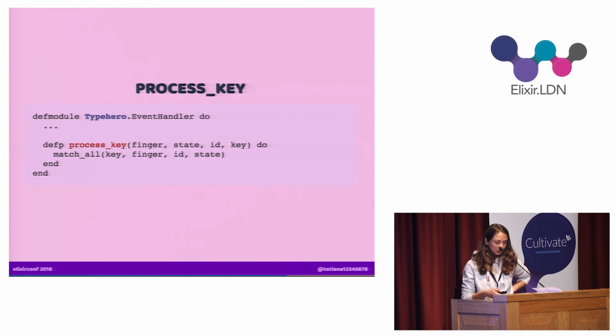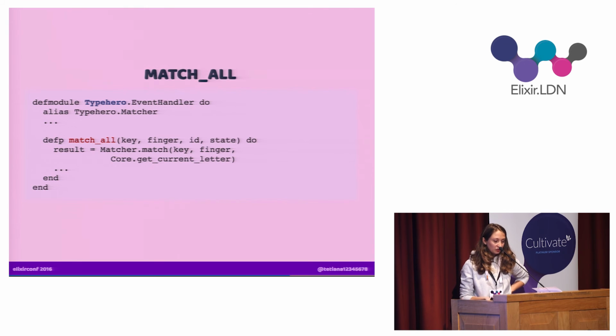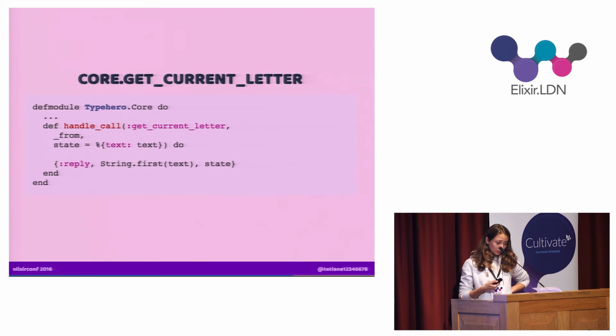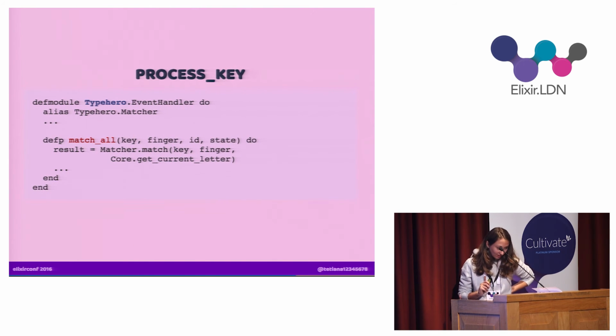So we call the match all function. What the match all function does is just collect all of the things it needs to match: key, finger, ID, state, and pass it to our module matcher, which is doing all of the matching. And we also get the current letter from our higher level, so we have code to get the current letter, so we could pass it to the matcher. So with those three, we'll get a result.